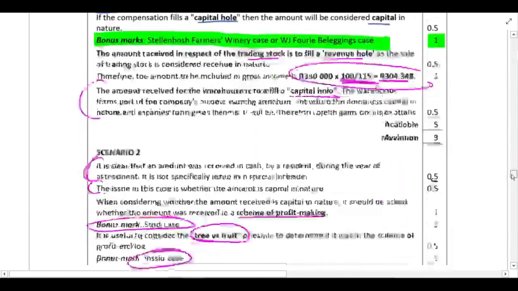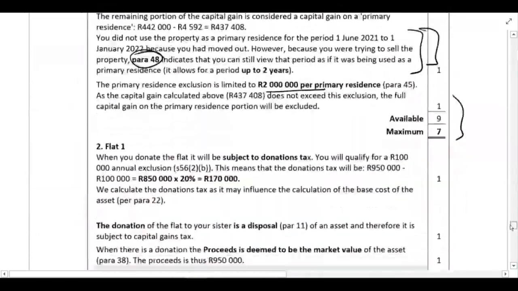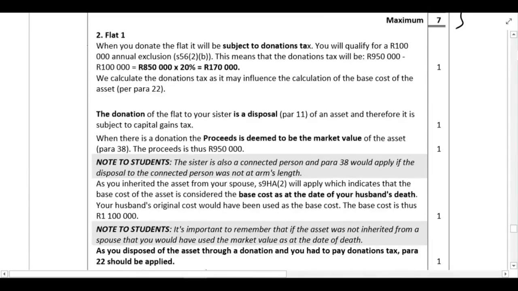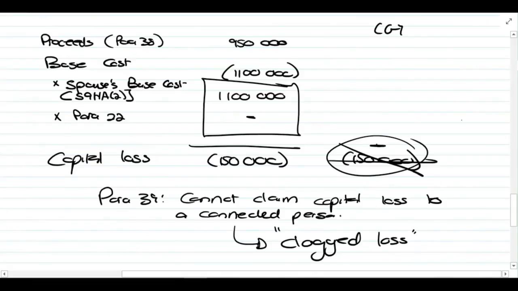So let's go and see the solution to this. So here's the donations tax discussion. Again, we're doing that for paragraph 22. Okay, 1 mark. That's why it doesn't count a lot in this case. You have to talk about the fact that this is a disposal because this is a donation. The proceeds per paragraph 38 is the market value of 950,000. You have to talk about how you determine the base cost. Remember this base cost here, your spouse's base cost.